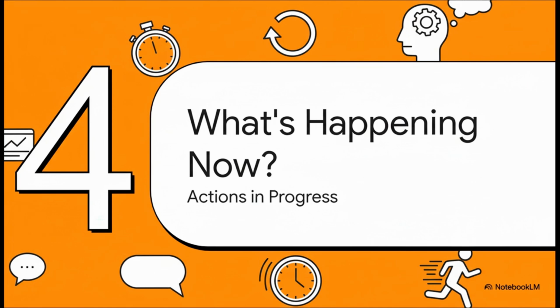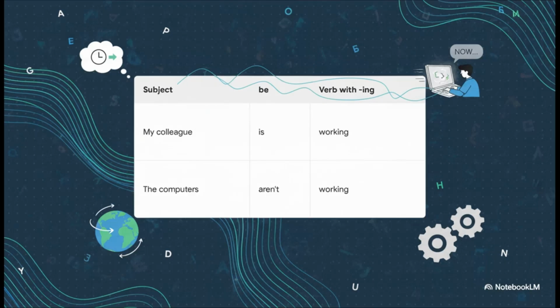This is all about talking about things that are happening right now, in this moment. For this, we use what's called the present continuous. And the formula is subject plus the verb be plus your main verb with that ing ending. We use it for actions happening at the very moment we are speaking, like my colleague is working. Or, in the negative, the computers aren't working.